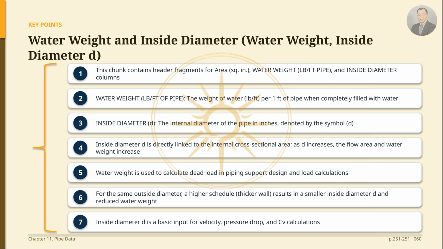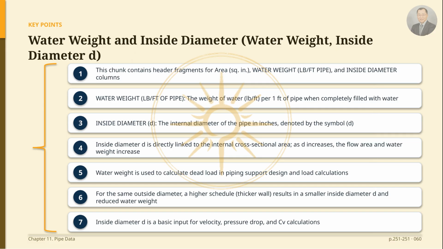Finally, I will introduce the water weight and inner diameter items. This section contains the headers for the water weight and inside diameter columns, along with the areas in square inches. Water weight is the weight of water in pounds per foot when the pipe is completely filled with water for a length of 1 foot. The inside diameter represents the inner diameter of the pipe in inches, denoted by the symbol D.